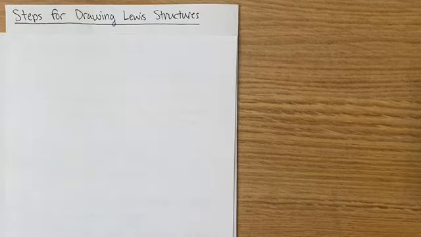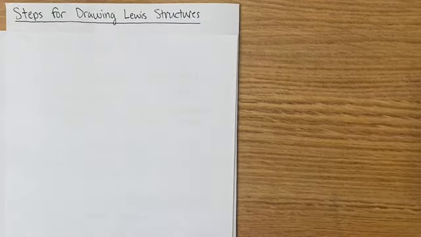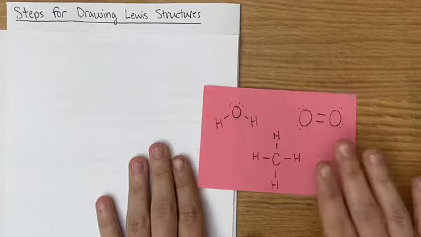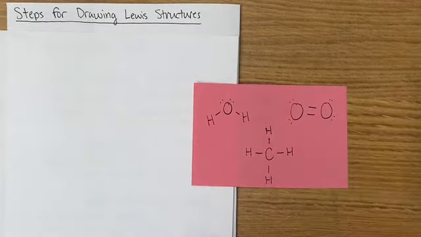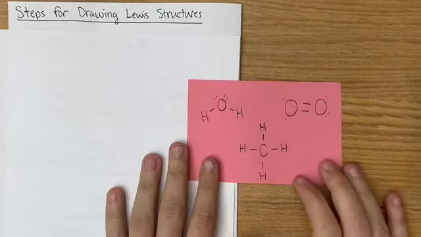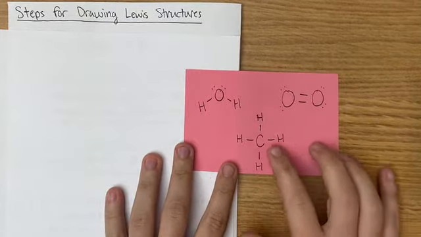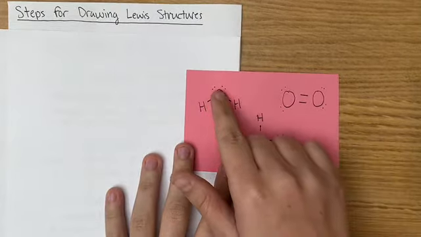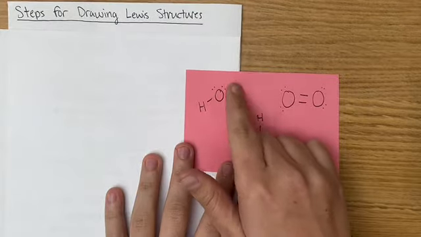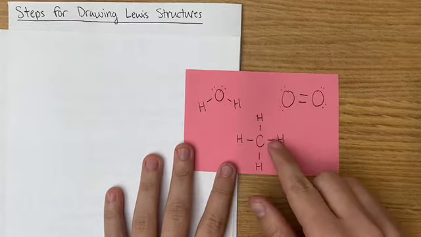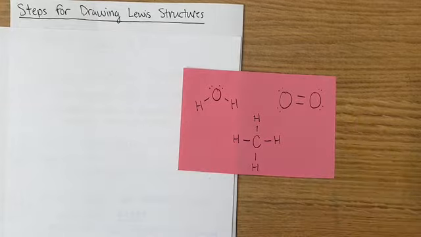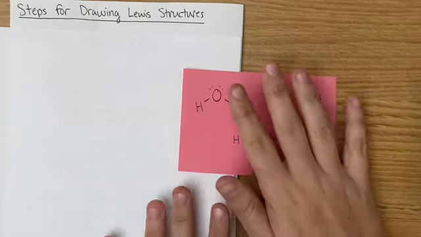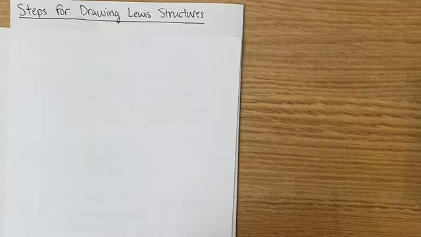In this video, we're going to go over the steps for drawing Lewis structures. All a Lewis structure is, is a way to see how the electrons are being shared within a covalent molecule. The electrons are either represented by dots to represent lone pairs of electrons or lines to represent shared pairs of electrons. I've broken the process down into 5 easy steps.